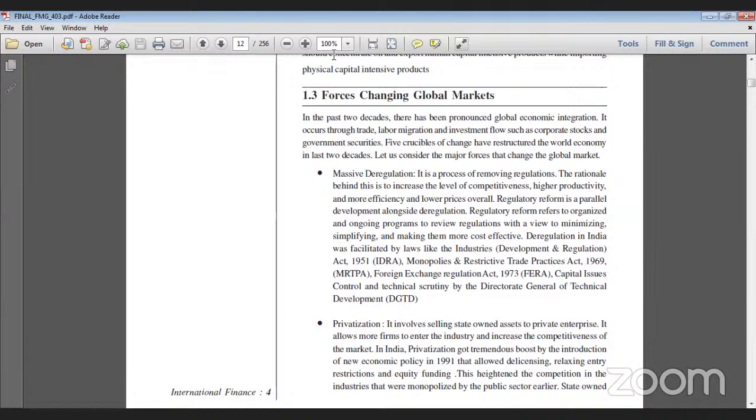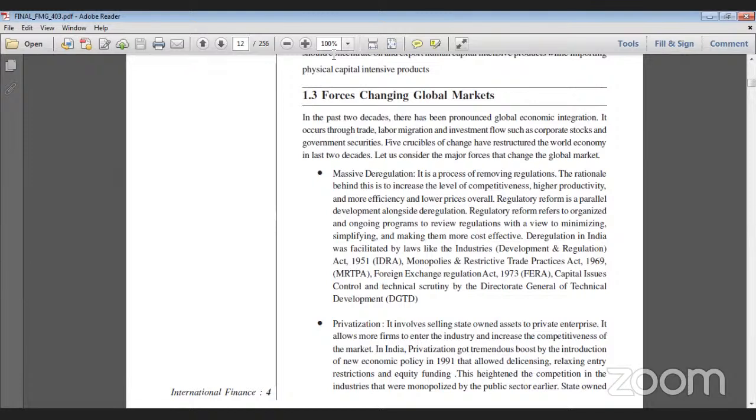Our next point is forces changing the global market. In the past 2 decades, there has been pronounced global economic integration. It occurred through trade, labor migration, and investment flows, such as corporation stock and government securities.